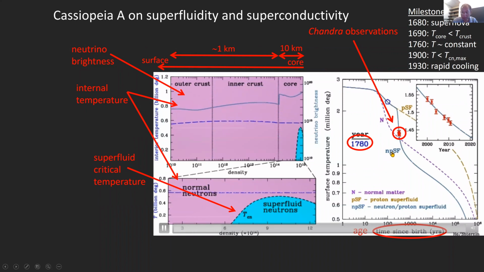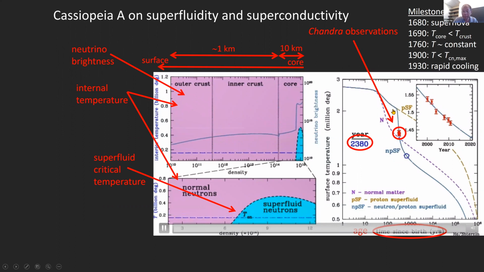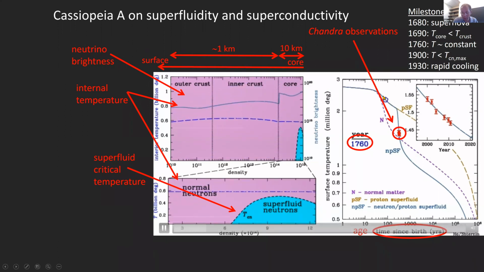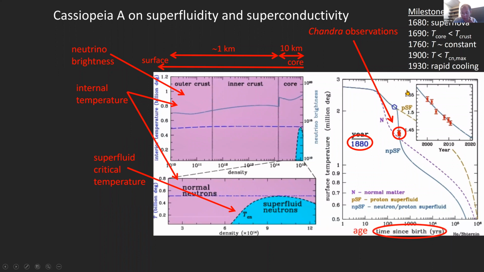Now, the NPSF is if I allow both the neutrons and protons to become superfluid and superconducting. In which case, at early times, the protons become superconducting, and so I cool slower, but then the neutrons become superconducting, and suddenly I can get this rapid cooling rate. I'll note that I made this animation about 10 years ago, when we first had our results, so I only showed the first 6 Cassiopeia observations here. But like I said, we now have 14 that span from 2000 to 2019.